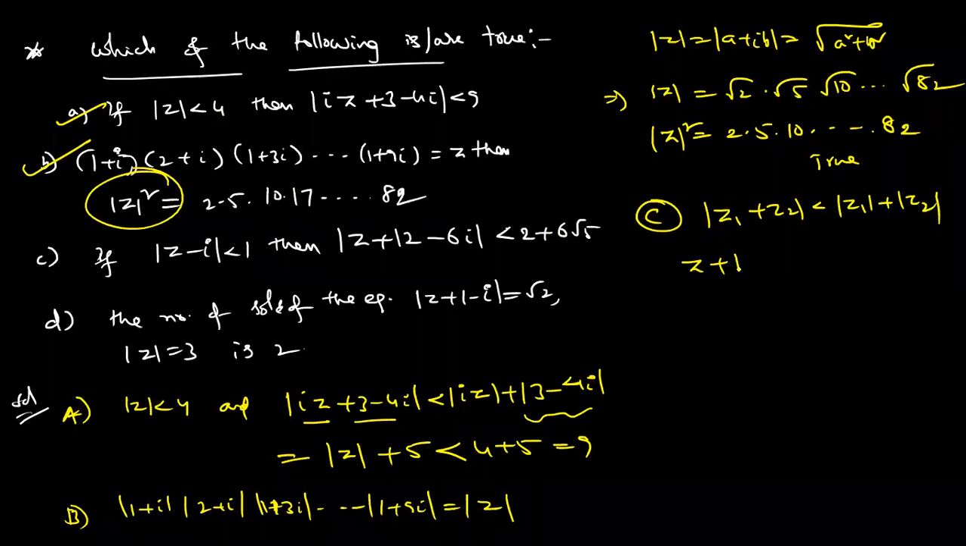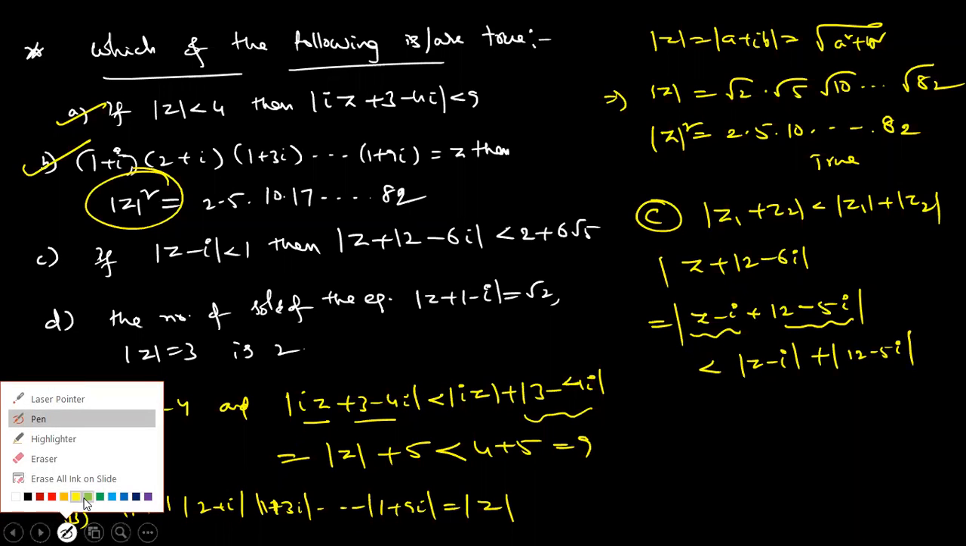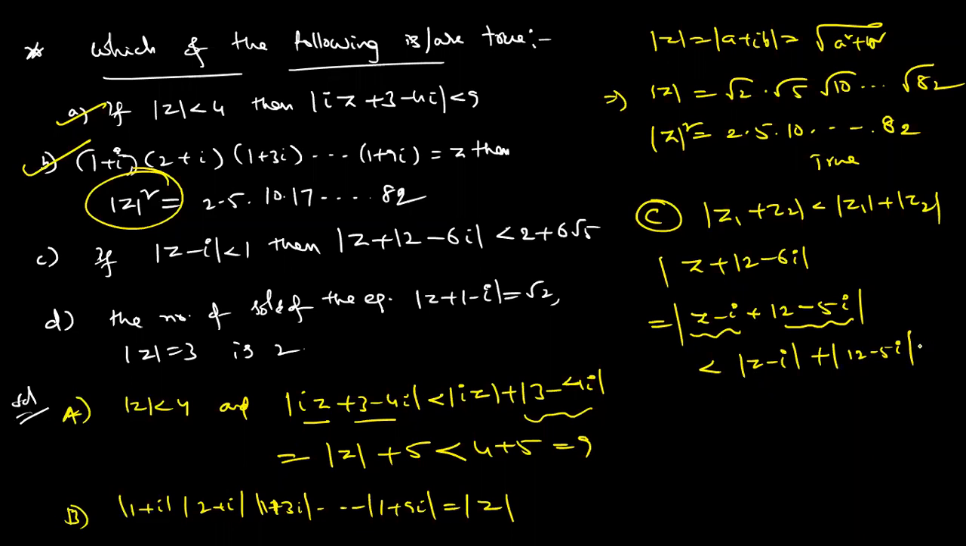Okay, z plus 12 minus 6i. How to break this one? See, that is the logic. Here, see carefully. This one I can write as z minus i plus 12 minus 5i, like Z1 plus Z2. What can you say? It is less than or equal to modulus of z minus i, which is given as 1, plus 144 plus 25 under the root. That means the answer is 13, so 1 plus 13 is equal to 14.